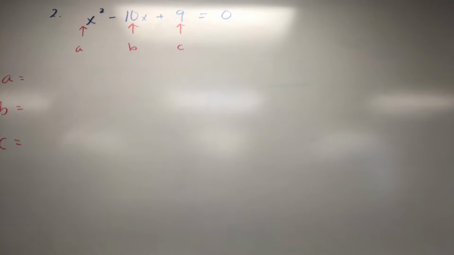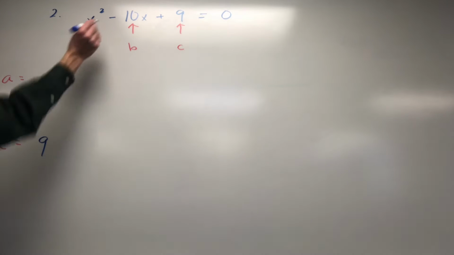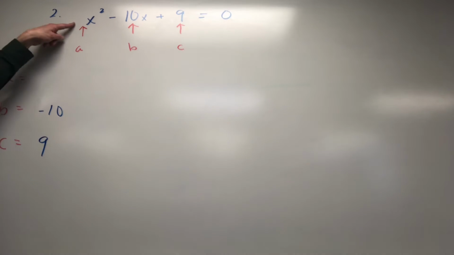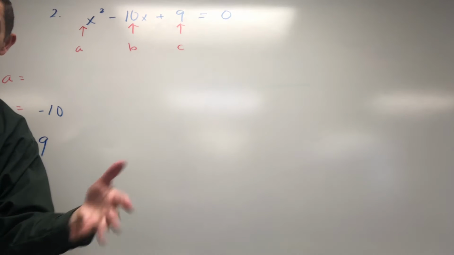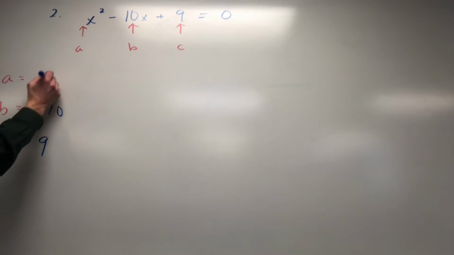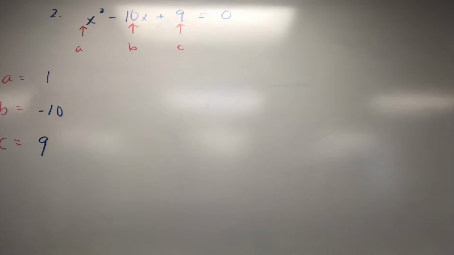So identifying your a's, b's, and c's. C is a positive 9. B is negative 10. I don't have a number in front of the x squared. If you don't have a number there, you can just put in an understood 1. A is equal to 1. All right, so we've got our a's, b's, and c's ready to go.